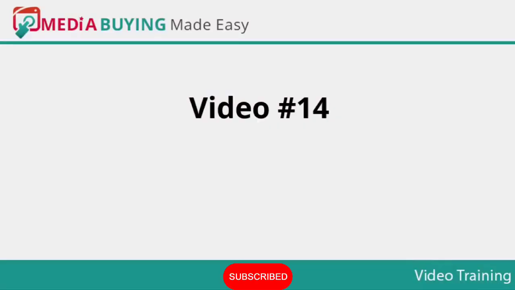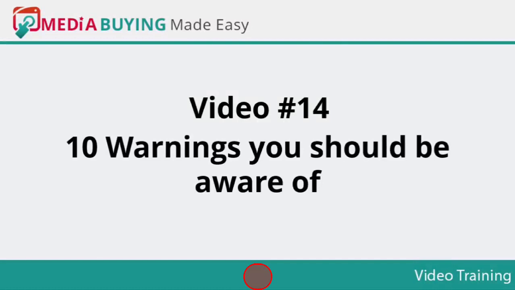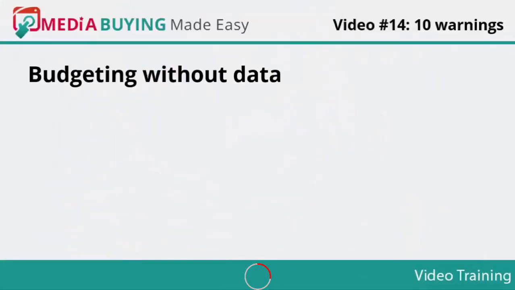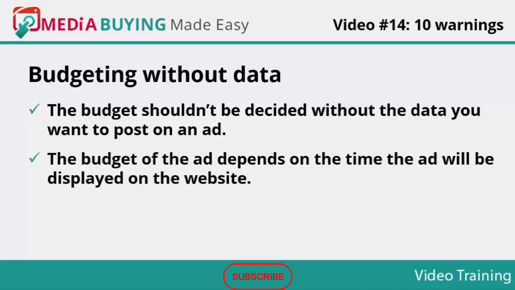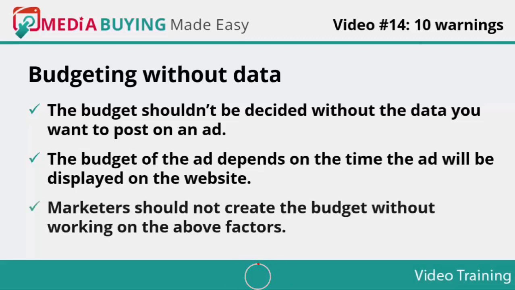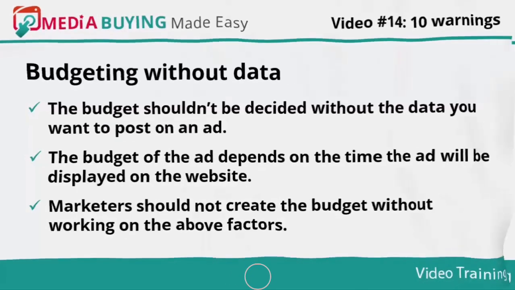Video number 14. 10 warnings you should be aware of. Budgeting without data. During a media buying campaign, the budget shouldn't be decided without the data you want to post on an ad. The budget for the ad should be decided according to the size of the ad space you are buying on the site. The budget of the ad depends on the time the ad will be displayed on the website. It also depends on the number of pages on the website it is being displayed on. Marketers should not create the budget without working on the above factors, because the ad space provider can charge you more for the lesser data. If overlooked, it can prove to be a critical area.